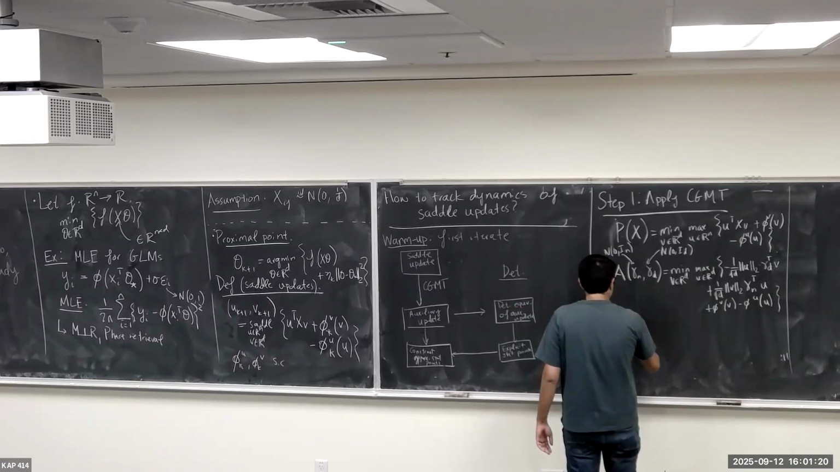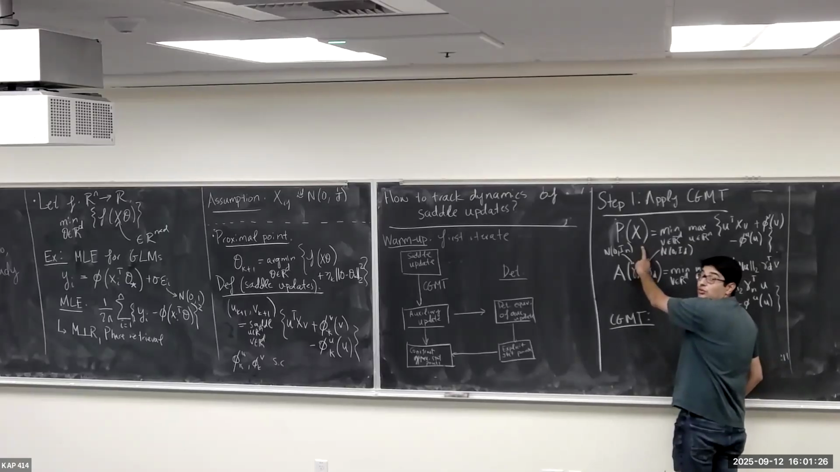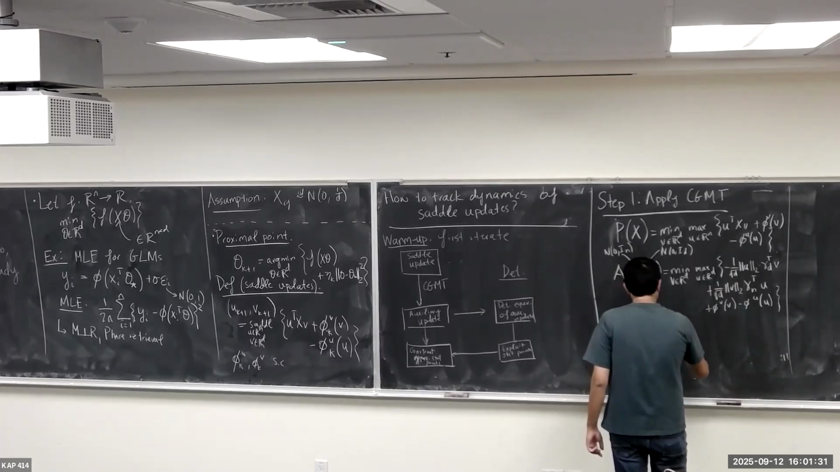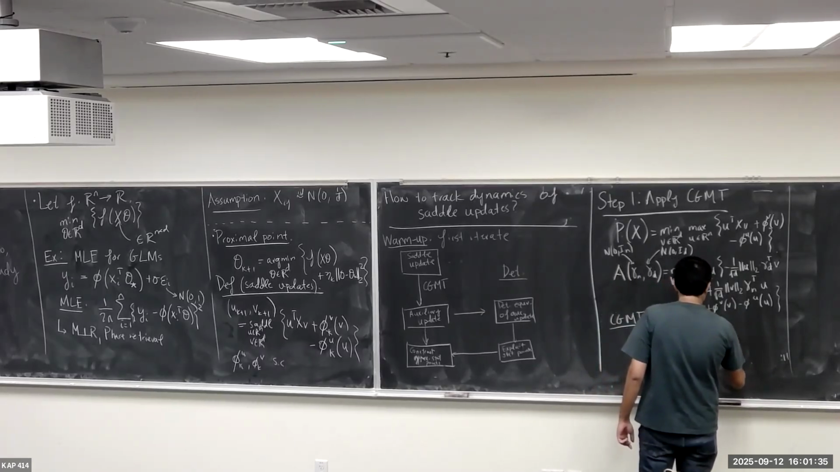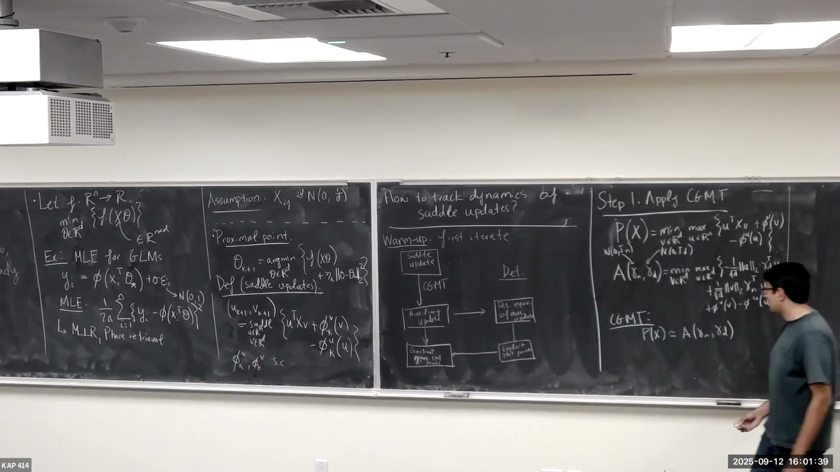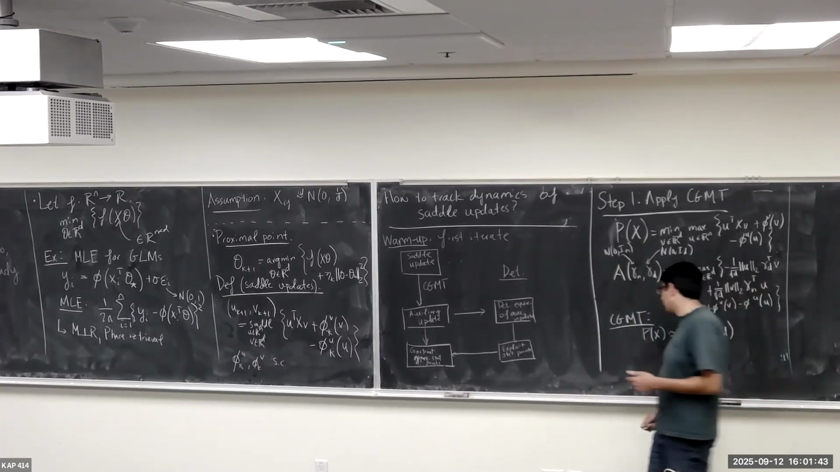CGMT asserts that with high probability, basically these two values coincide. So roughly speaking, the CGMT is that P of X is nearly the same as A of gamma n, gamma d. In what sense are these nearly the same? It's bounds on the CDF and the complements of the CDF.